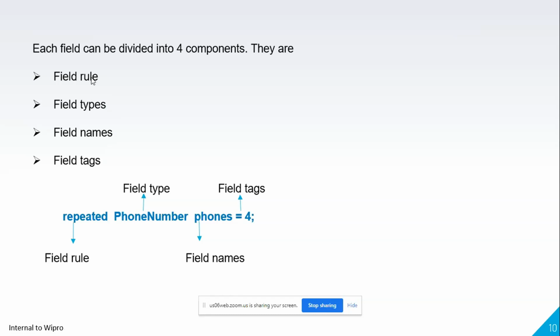Now second is field type. The data types a field can have fall into three categories. The first is the scalar data type, like string, boolean, byte, number, etc. Second is an enum data type, in our case, PhoneType.